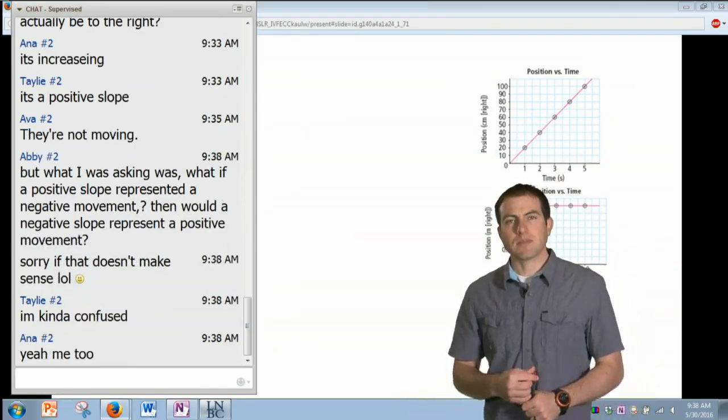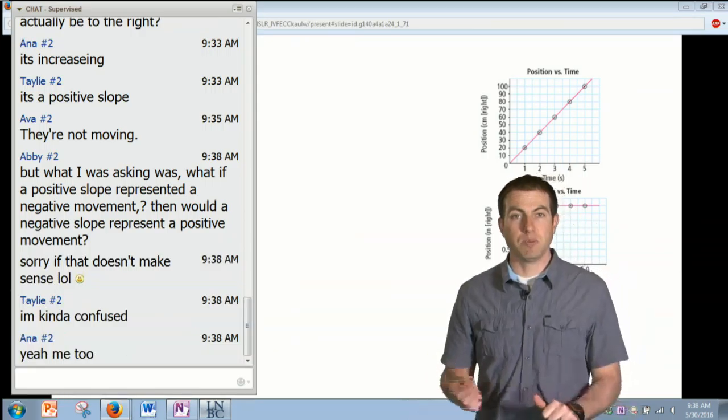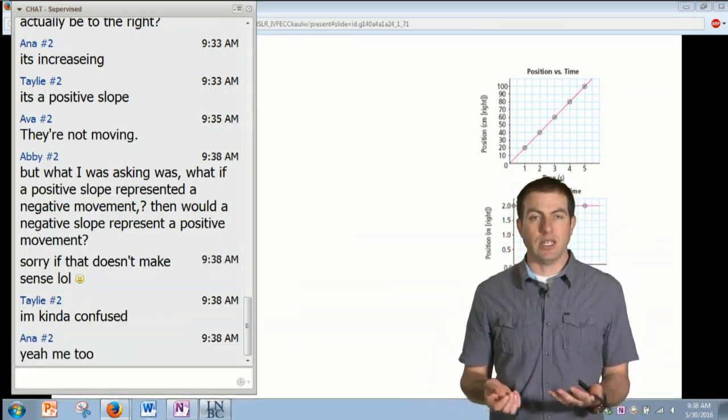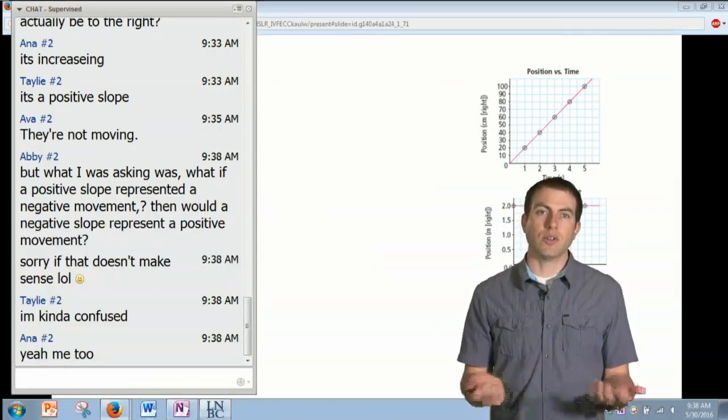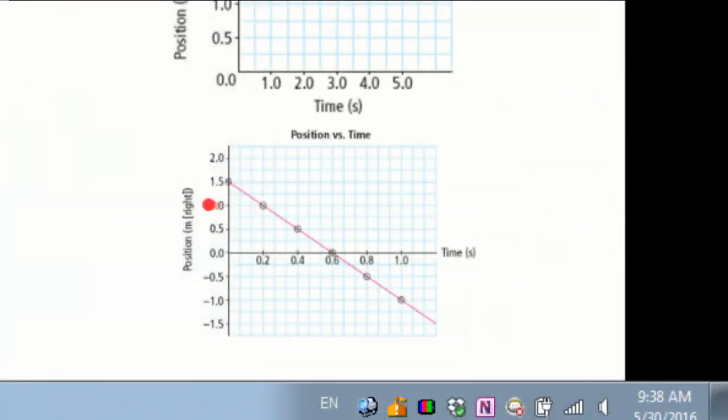A negative slope just means the object's moving opposite to the direction indicated on the graph. So on this graph, it says going to the right. So if we see a negative slope, that means the object's moving to the left. Let's maybe draw a picture of this.